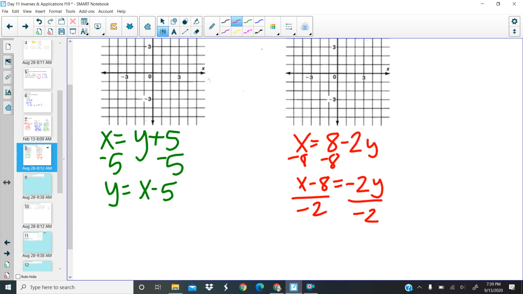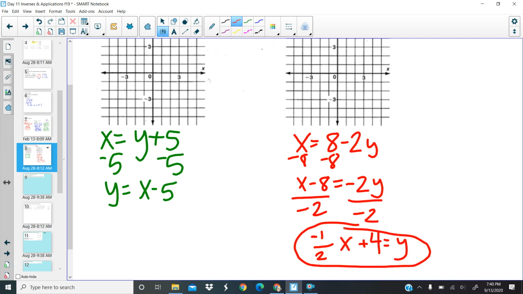And so we would have x divided by negative 2. That can be written as just negative 1/2 x. And then negative 8 divided by negative 2. The negative divided by negative is going to become a positive, and then 8 divided by 2 is 4. And then that equals y. So that's going to be our inverse for that one. So then we're going to go over to Desmos, and we're going to graph both the original functions and the inverses on the same graph so that you can see what that looks like.